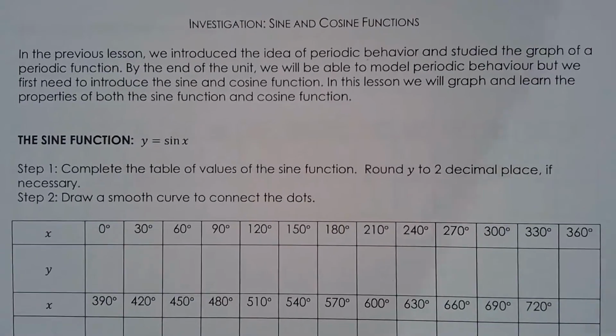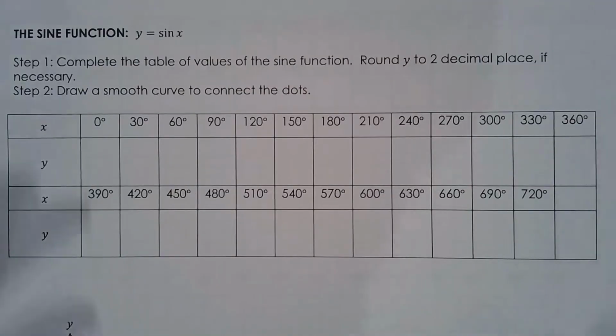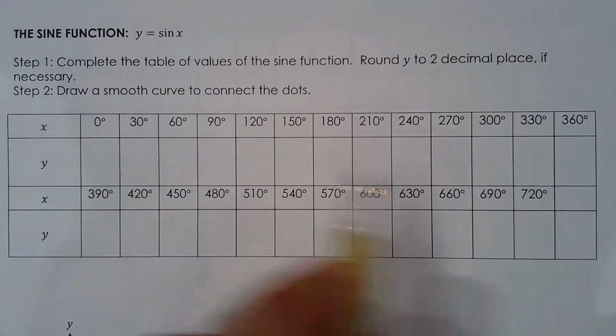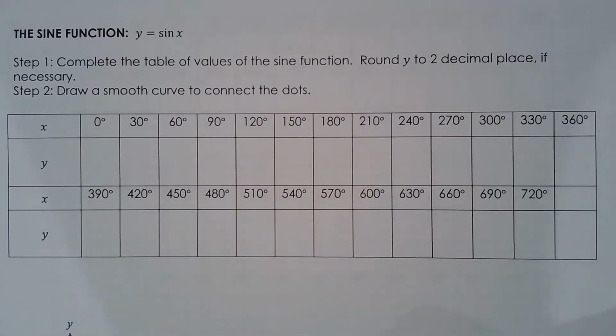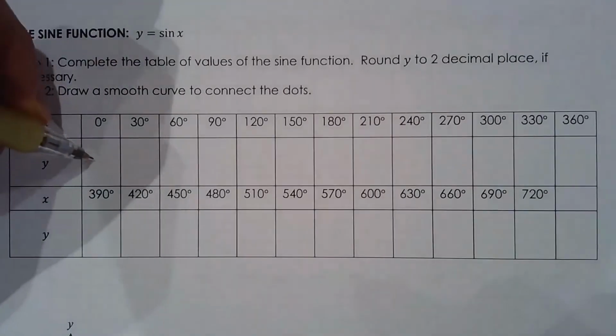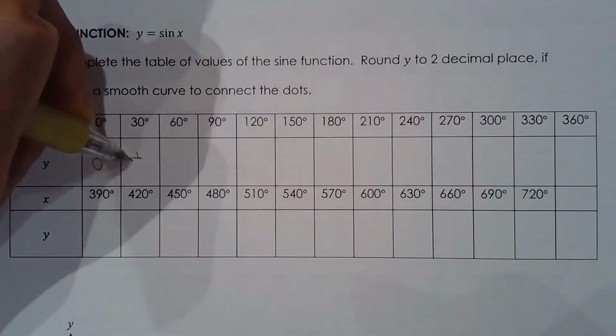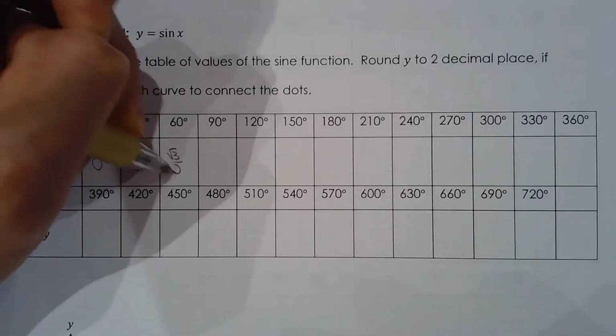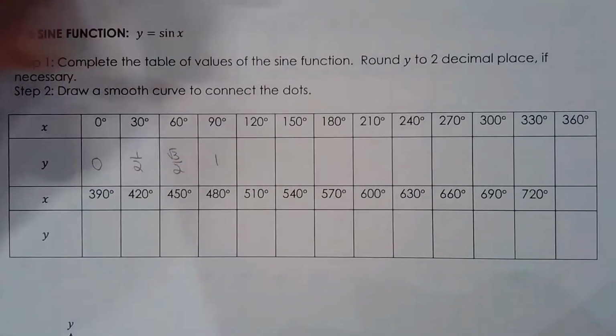So we're going to complete the table and round y to 2 decimal places if necessary. And then draw a smooth curve, so we have the graph below. So hopefully you didn't forget your special values. Everything here I'm going to fill in is based on what I learned from the previous unit of special angles. So like 0 degrees, sine 0 is 0, then 1/2, root 3 over 2, 1. And then based on the CAST rule, the second quadrant will also be positive.